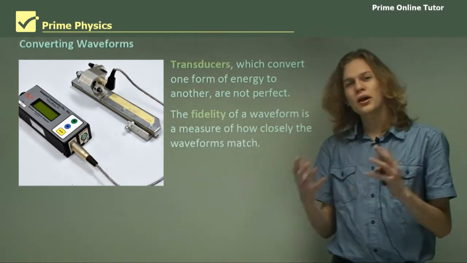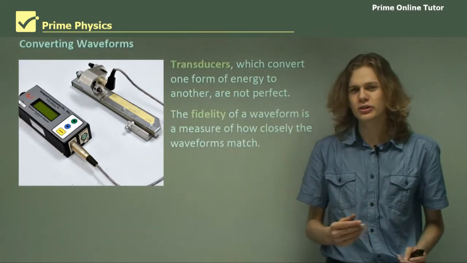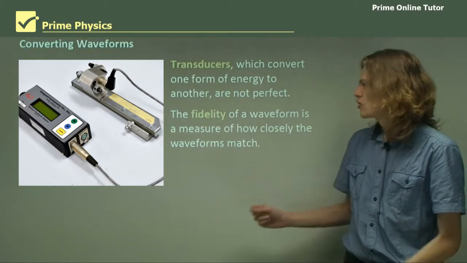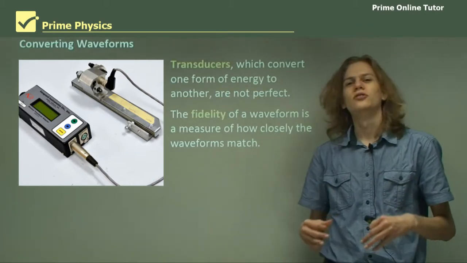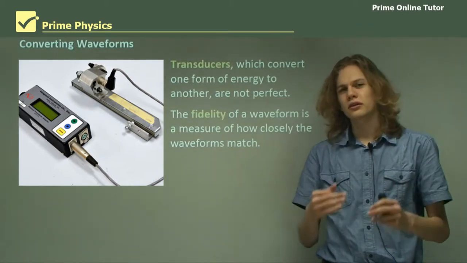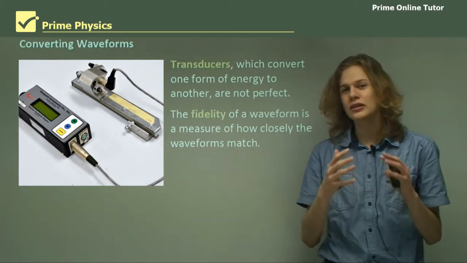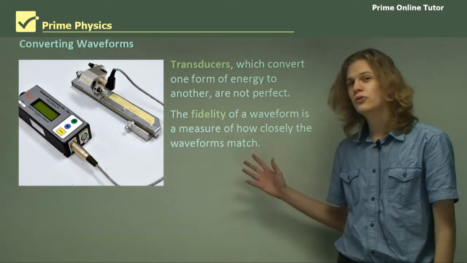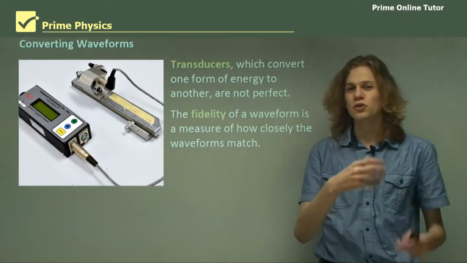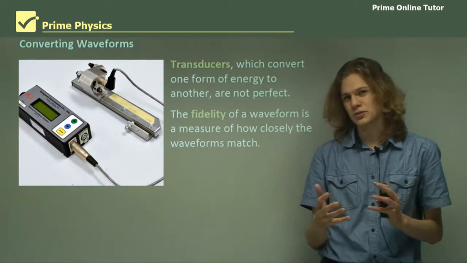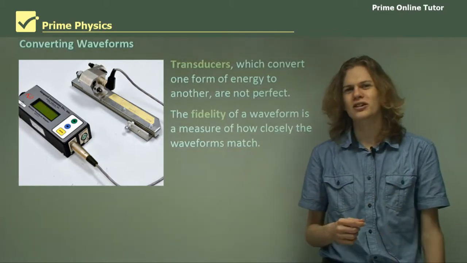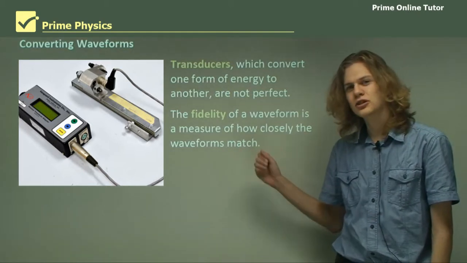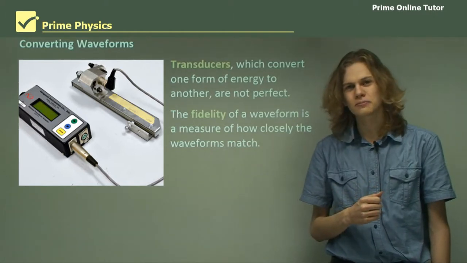And so in order to measure how close the copy is to the original, we use a term called fidelity. And so if the fidelity of a waveform is very high, it means that the waveform that you produce is very, very similar to the original waveform. If you have very low fidelity, then it means that the sound that you reproduce is similar in some aspects, but not a completely accurate representation of the original sound. So high fidelity sound systems are sometimes called hi-fi sound systems.